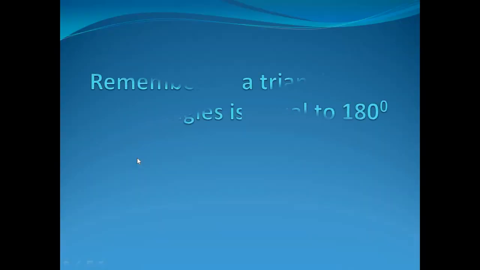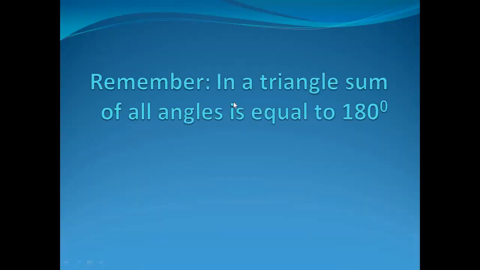So next, remember that in a triangle how many angles are there? A total of 3 angles are there. So the sum of all 3 angles in a triangle is equal to 180 degrees. I will prove this theorem in my next video. Okay, thank you.